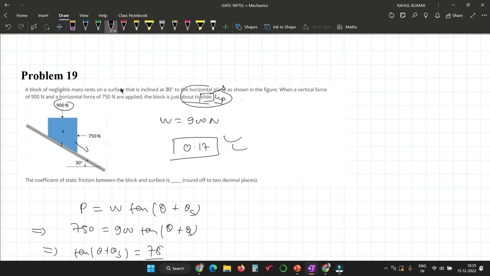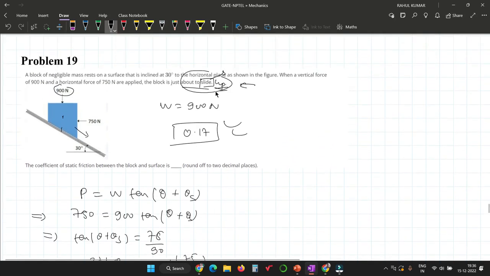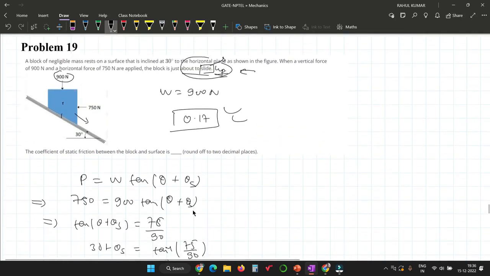For the statement that the block is just about to slide, there are two possibilities, up or down, but they have not mentioned this. But I am damn sure that it must be slide up, and from that you will get this answer. If they ask that the block is just about to slide down, you will not get this answer, because we are getting a negative answer. Yes, it must be slide up.